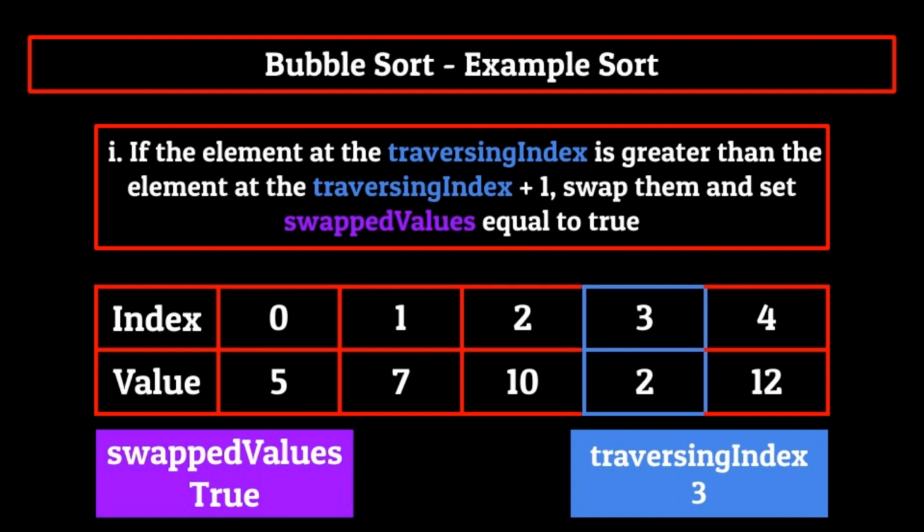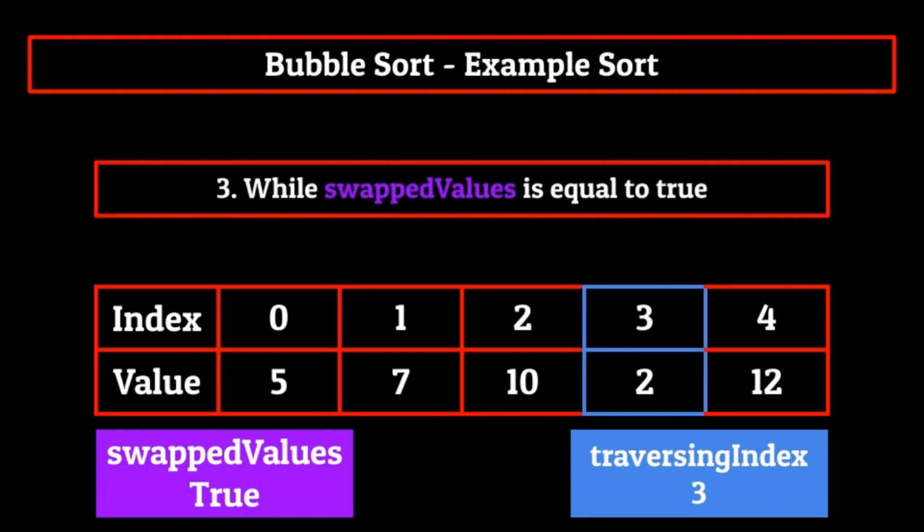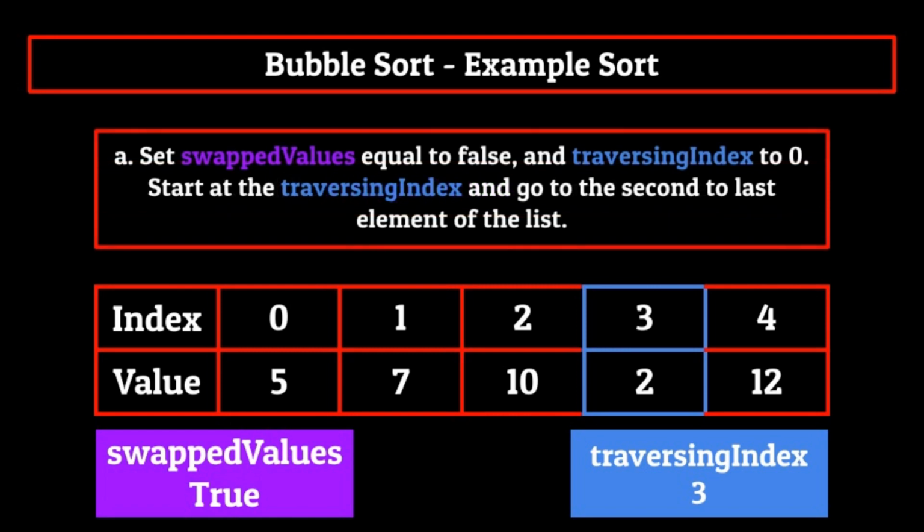We have now reached one full pass through our list. Congratulations! Things look a little more sorted than before. Most notably, you can tell that 12 is in its correct place in the list. But we still have work to do. This is, of course, evidenced by the fact that our swapped values boolean is still equal to true, meaning we can't break out of the while loop just yet. And so, we start off again and set swapped values equal to false and traversing index equal to 0 as we prepare to start the process all over again.